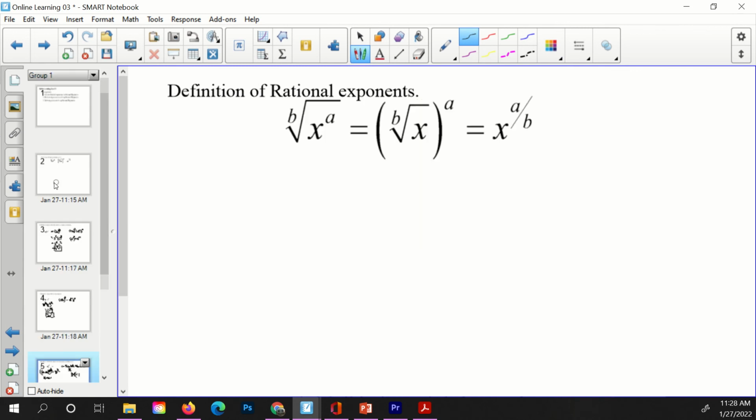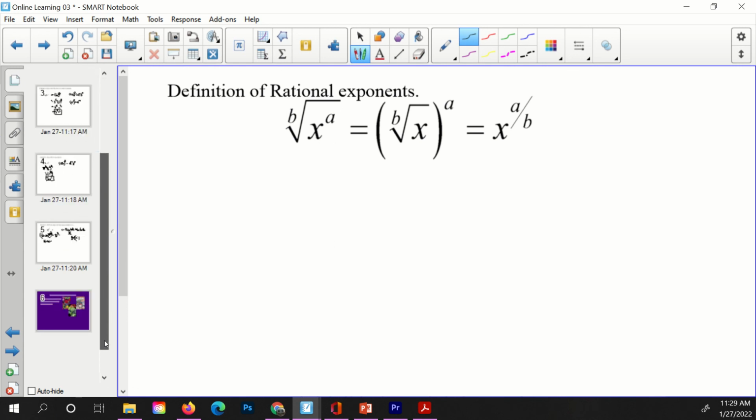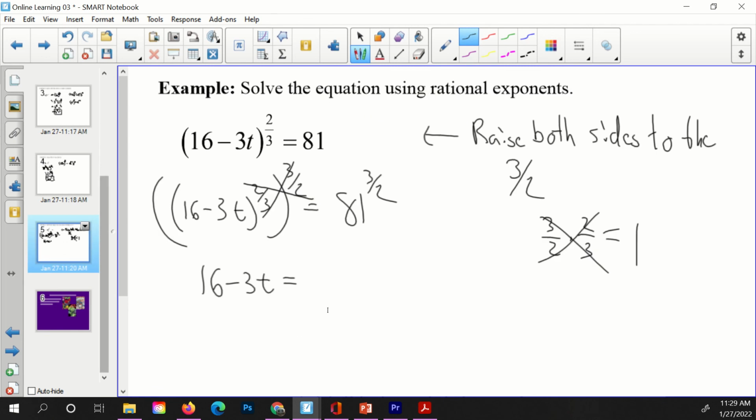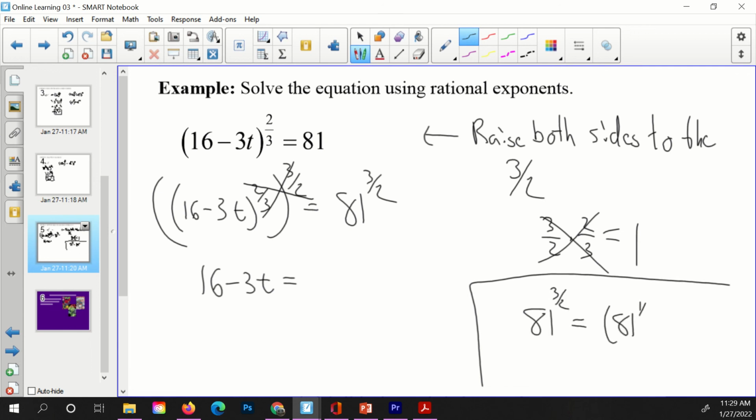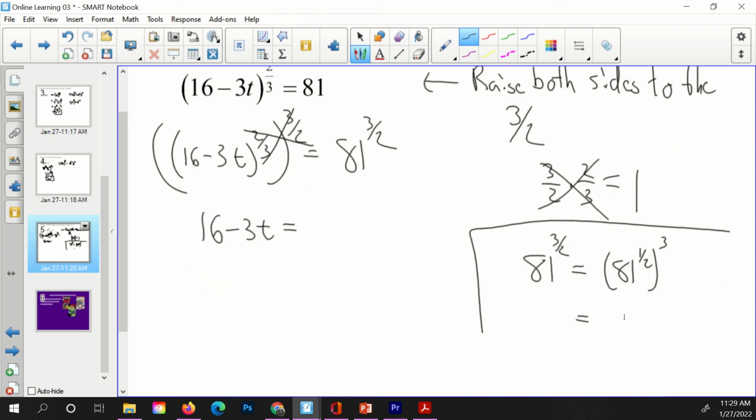And the reason I can do that is, again, back to the definition of exponents. I can either take the root first and then the exponent, or I can take the exponent first and then the root. Well, usually it's easier to take the root first. So off to the side here, if I go 81 to the 3 over 2, well, that's equal to 81 to the 1/2 to the third. And I know what the square root of 81 is. It's 9.